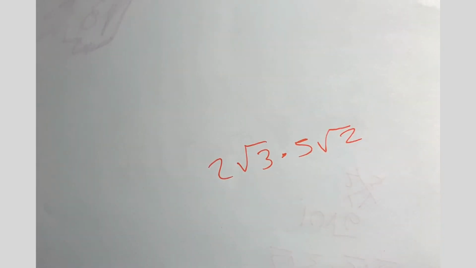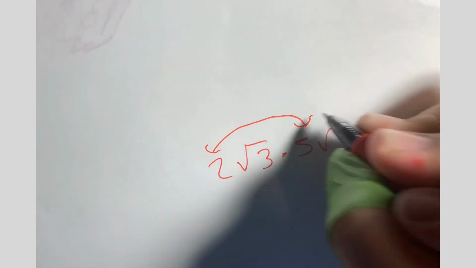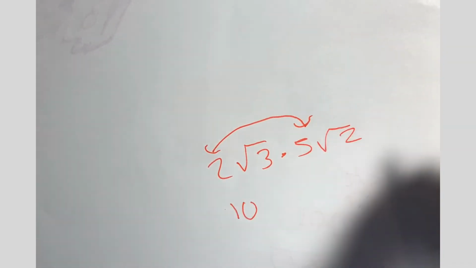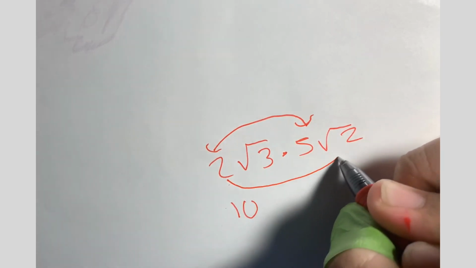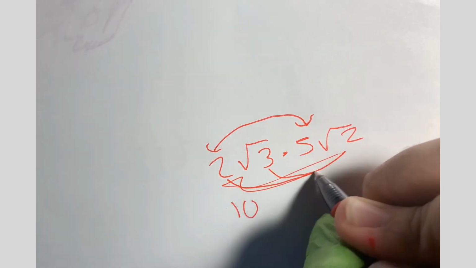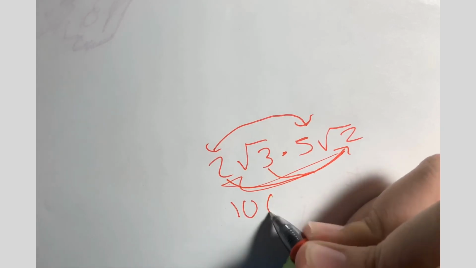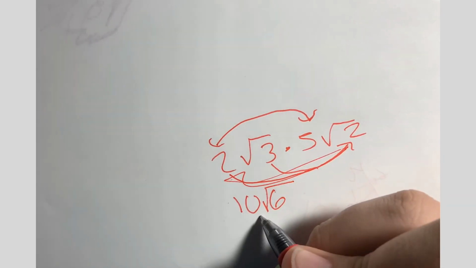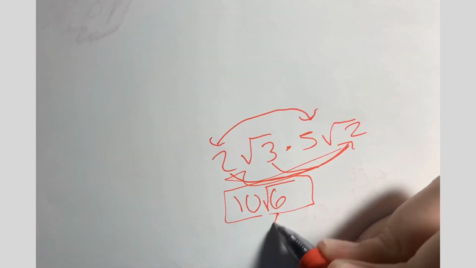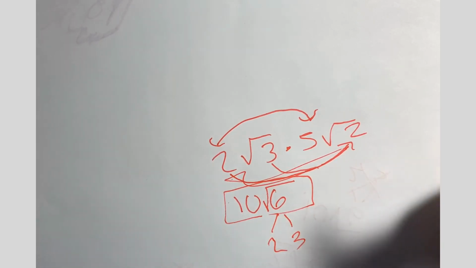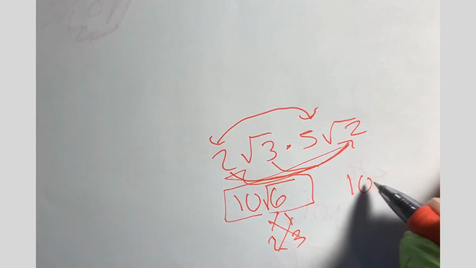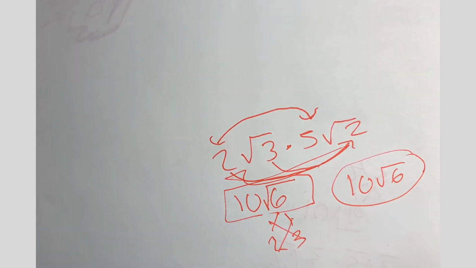Okay, so the fifth question we're going to be talking about is 2 radical 3 times 5 radical 2. So the first thing you're going to want to do is multiply 2 times 5, which is going to give you 10. Then you're going to want to multiply 3 times 2, which is going to give you 6, radical 6. You can't simplify any further because if you try, the 6 will be 2 times 3, and that doesn't work out. So you end up with 10 radical 6 as your final answer.